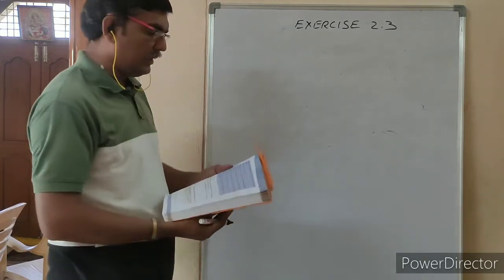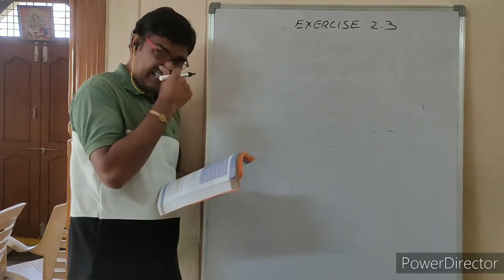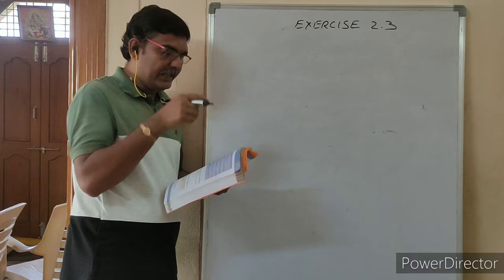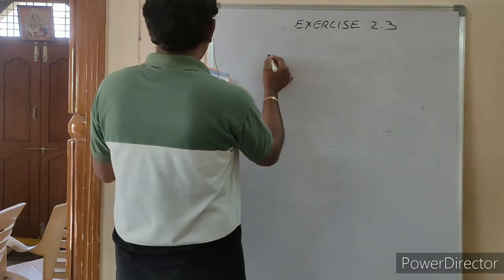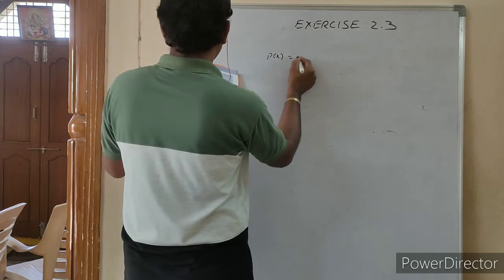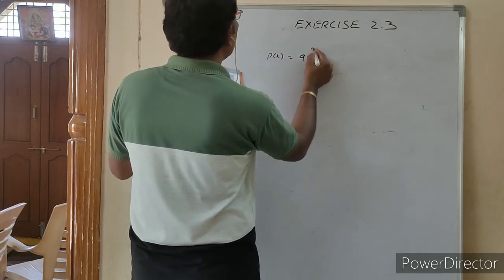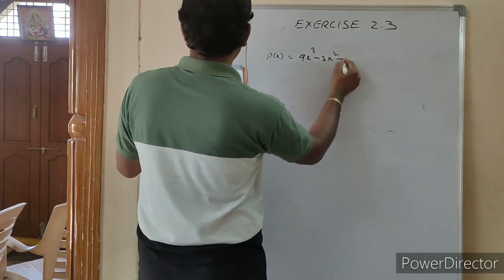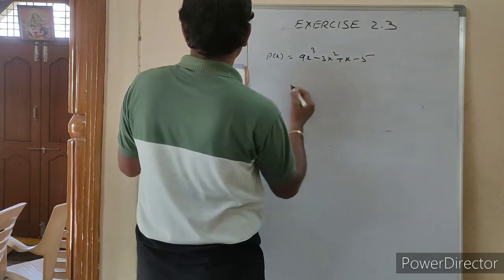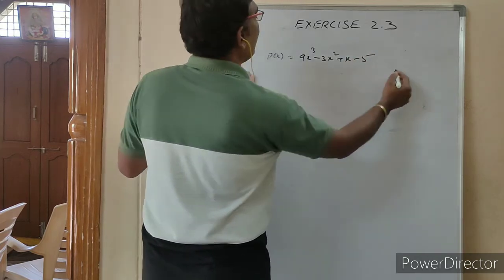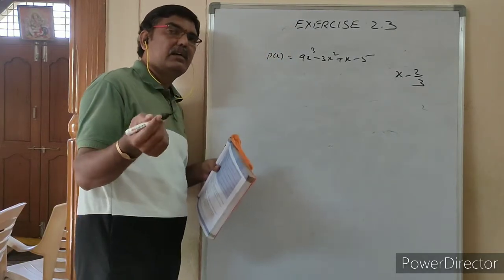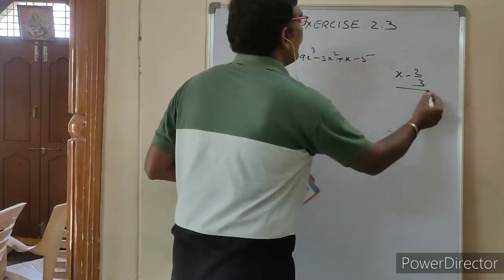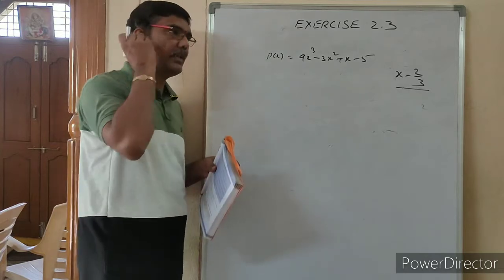What is the fourth question? I'll read it here. Find the remainder when 9x cube minus 3x square plus x minus 5 is divided by x minus 2 by 3. So here, p of x is 9x cube minus 3x square plus x minus 5. The divisor is x minus 2 by 3. Is the divisor a linear polynomial or not? Verify it once; I said already.